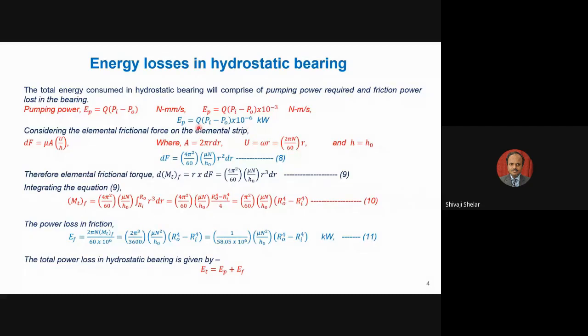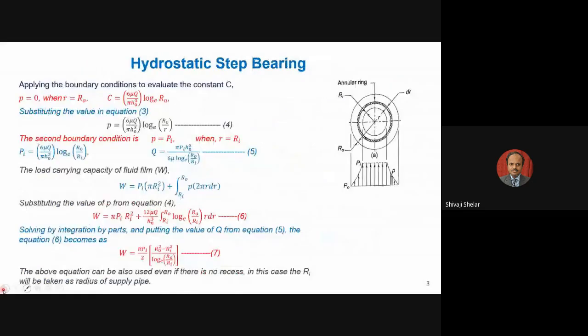So where Q is in millimeter cube per second and Pi minus Po is in Newton per millimeter square, or megapascal, you can get the pumping power in kilowatt by using this relation. Now to determine the frictional power, if you go back to your slide here.